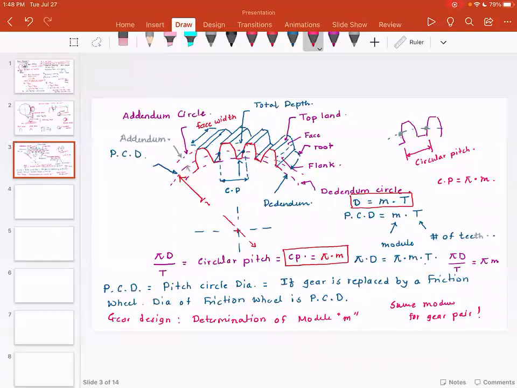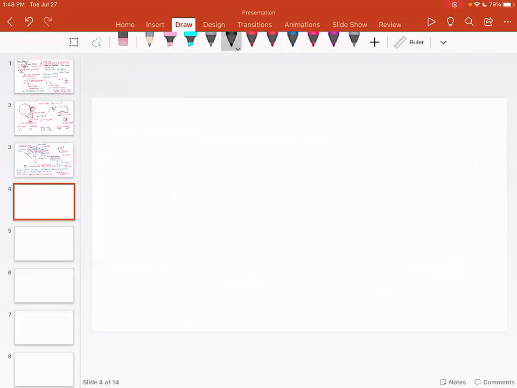Now, what I want to do is give you some proportions that will be super helpful as we design the gear. So gear dimensions are expressed in terms of module. Gear dimensions are proportional to module.